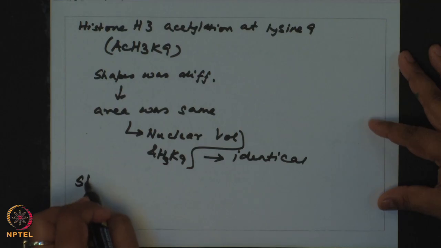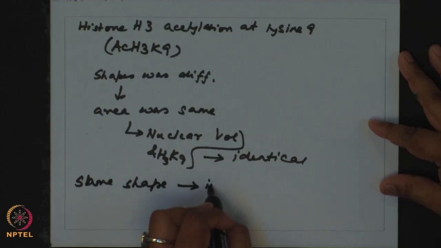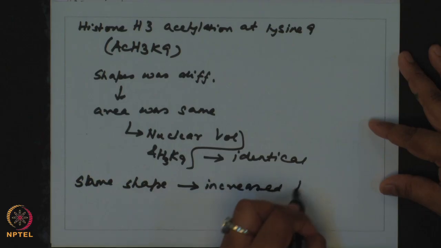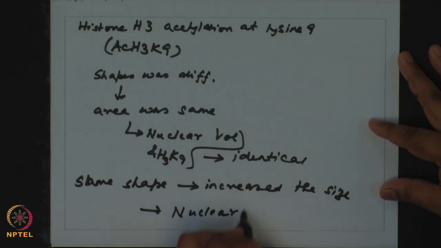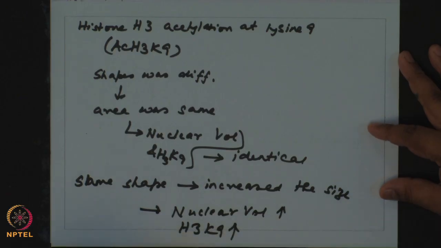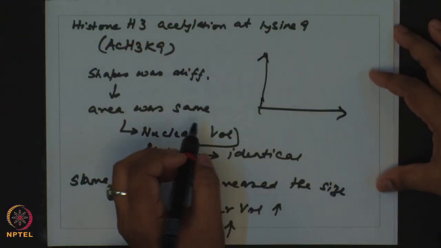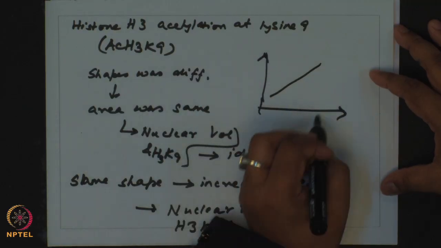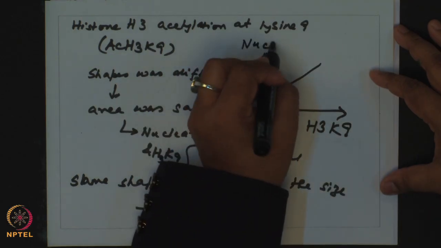However, for the same shape, when they increased the size, they found the nuclear volume increased and H3K9 acetylation also increased. Okay. So, these experiments revealed that across the conditions there is a very linear relationship between H3K9 acetylation levels and nuclear volume.